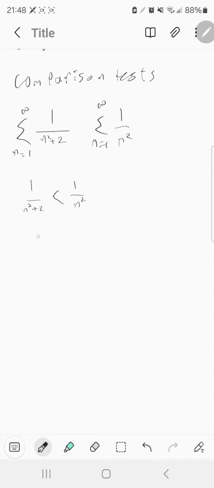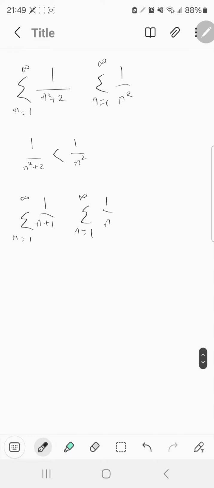Now, this doesn't work in the case of the series of 1 over n plus 1, because the series we would be comparing to, 1 over n, diverges. So what we can say is that 1 over n plus 1 is less than 1 over n. Well, if this goes to infinity, then all we're saying is this is less than infinity. But it can still be infinity. It could just be that this one grows to infinity faster.